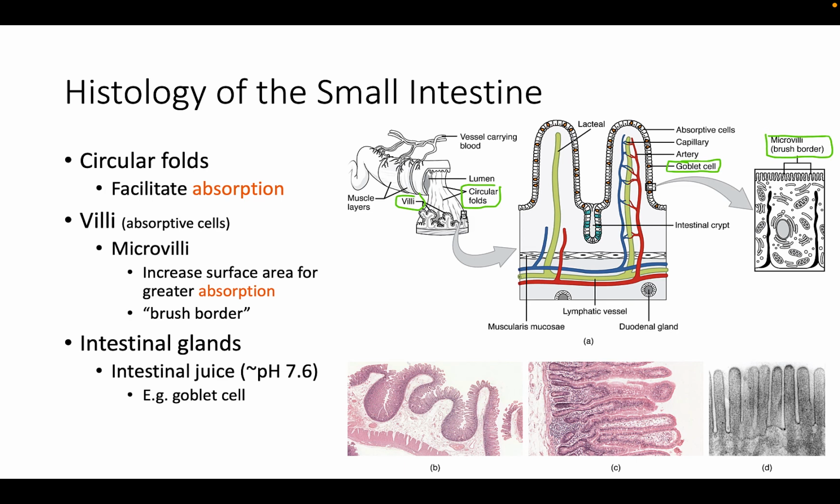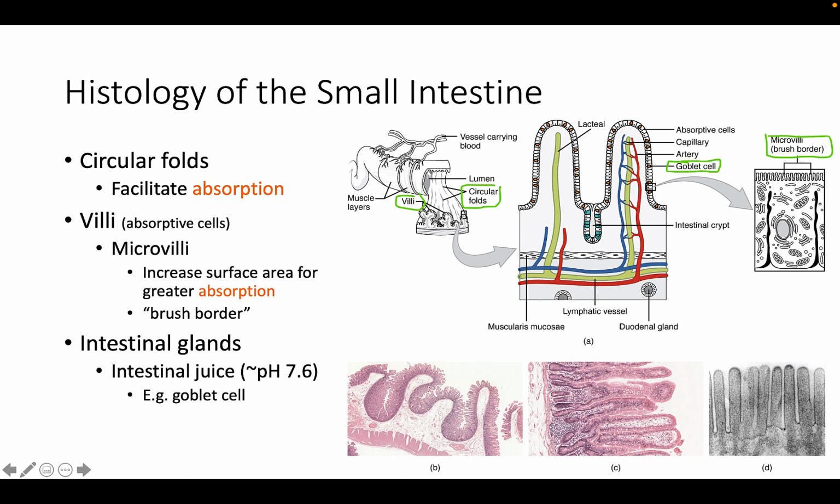The circular folds are deep ridges in the mucosa and submucosa, so you can kind of see them here. These deep ridges, kind of like the rugae of the stomach actually, cause the chyme to spiral through the small intestine rather than move in a straight line. And this spiraling slows the movement of chyme and provides the time needed for nutrients to be fully absorbed.